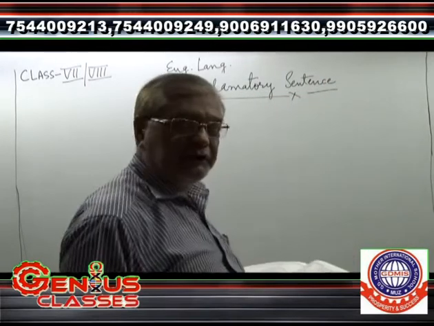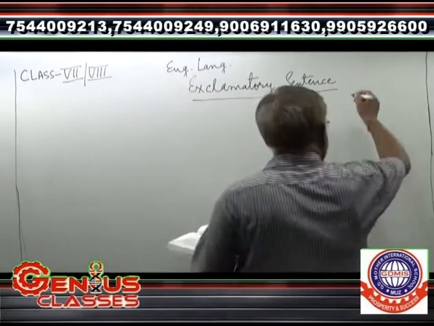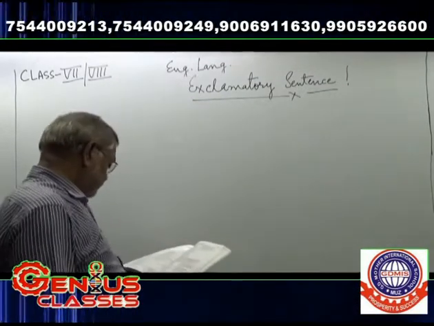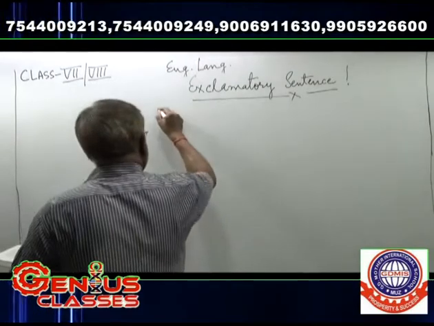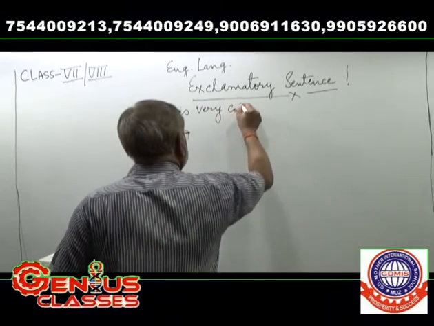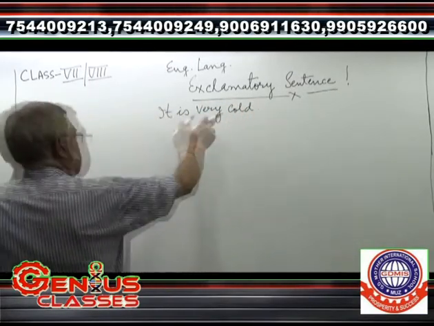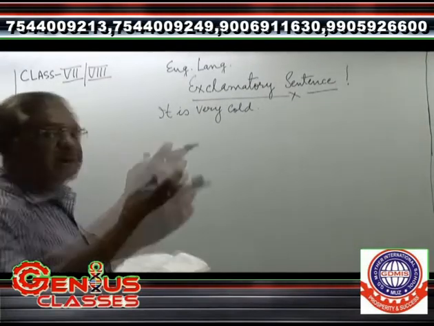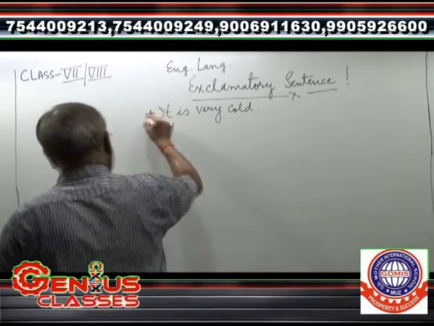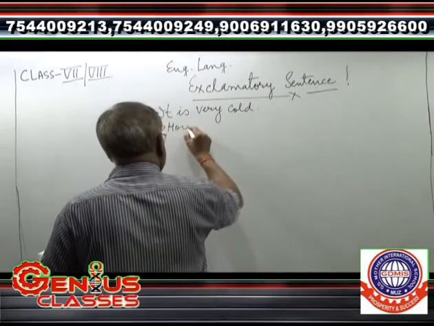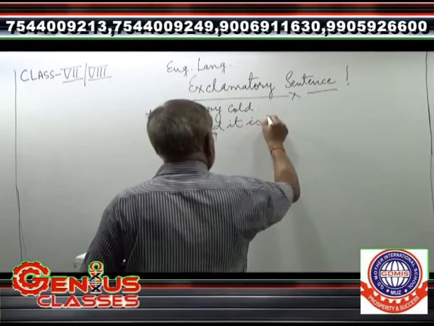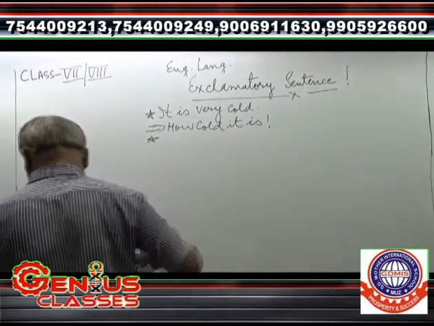And after finishing the sentence, the punctuation mark that is given in case of an exclamatory sentence. Like, it is very cold. These are affirmative sentences. Now you have to change it to exclamatory. So it will be, how cold it is. Our next one.